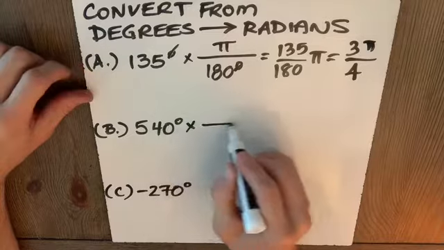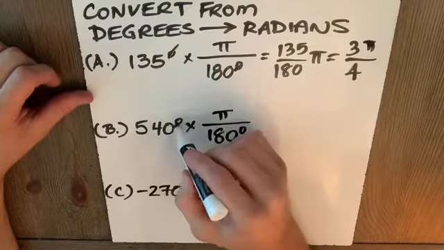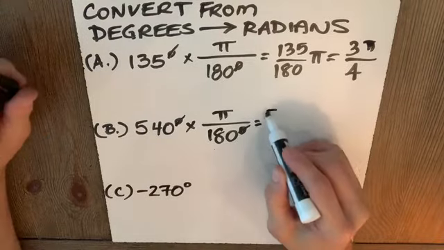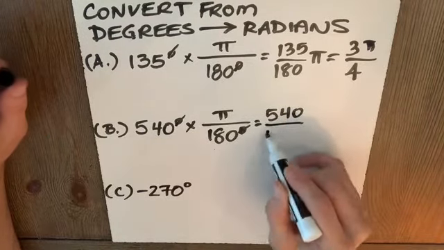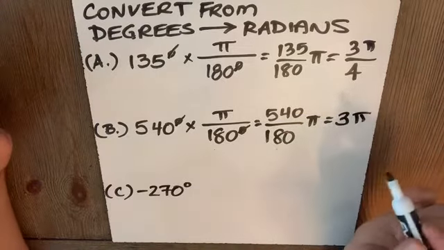540 degrees, I'm starting with degrees. I'm going to multiply by pi over 180 degrees. So these will cancel. And I'm left with 540 over 180 pi, which simplifies to 3 pi.